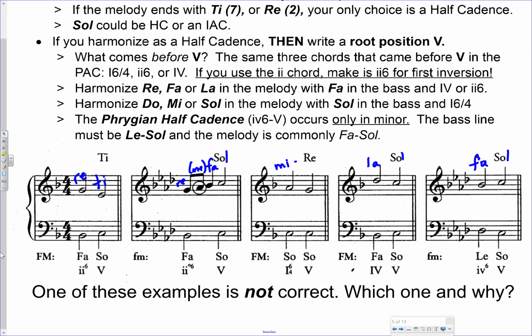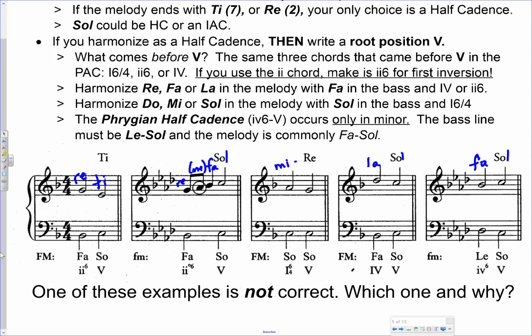Number 2. I'll explain. Here's where you must be careful not to write parallel octaves between the bass and the soprano. So if the melody is Fa Sol, it does indeed imply 2 diminished 6 to 5 or 4 to 5. However, do not write the same thing in the bass that is in the soprano. The second example creates parallel octaves, B flat to C, even though the passing tone moves the B flat to beat 2.